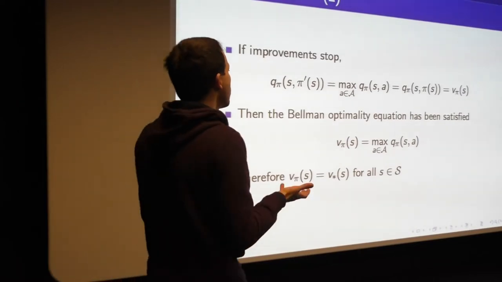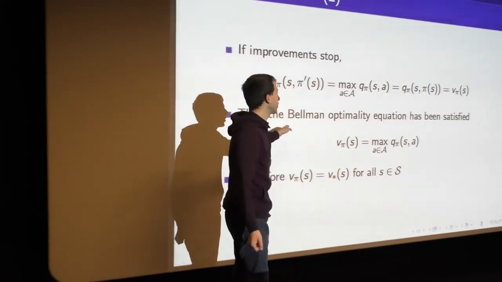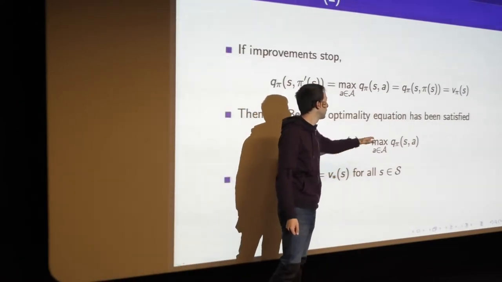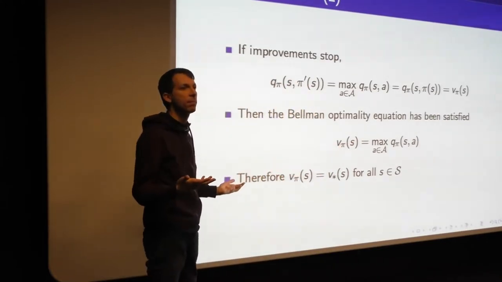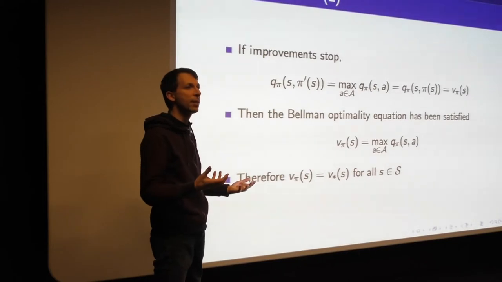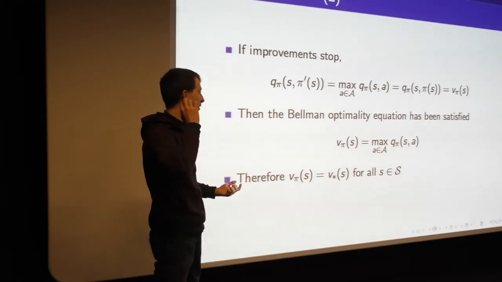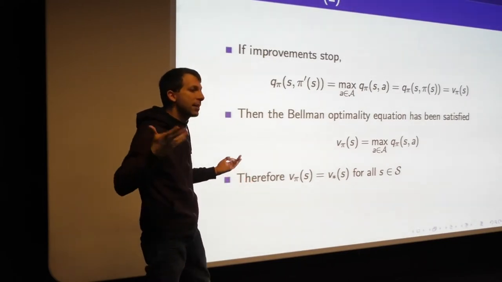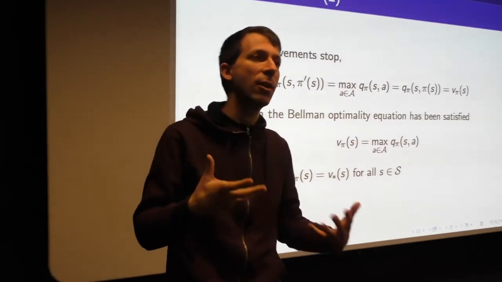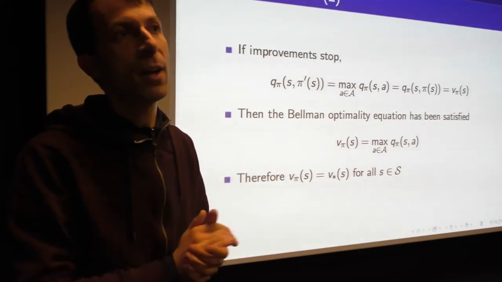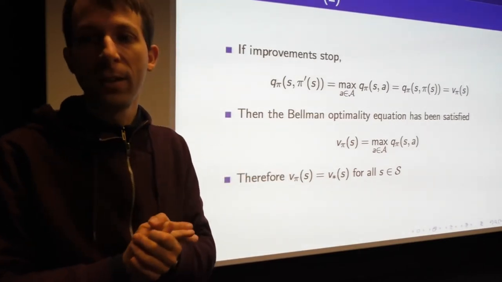And so if the Bellman optimality equation is satisfied for this particular v pi, that tells us that pi must be the optimal policy. So if we've satisfied the Bellman optimality equation, that's the definition of an optimal policy: anything which satisfies the Bellman optimality equation is optimal. Okay, and we'll see some argument for that at the end of the class as well.